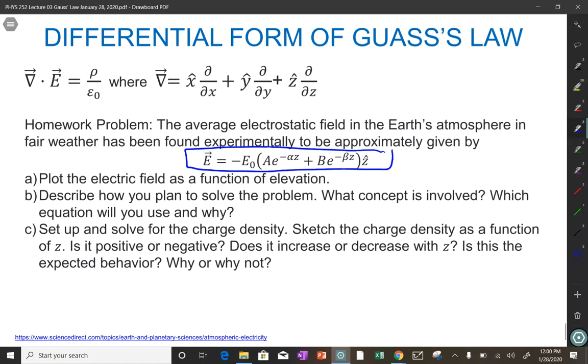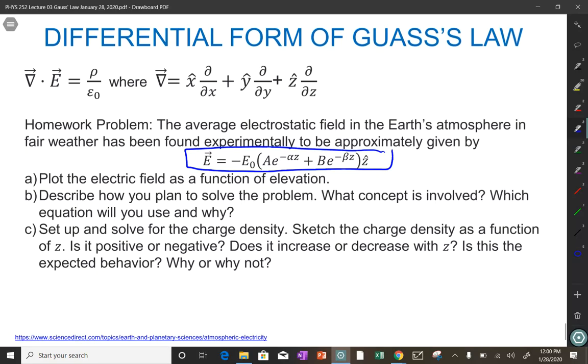What are you going to do? What's it going to look like? First of all, positive or negative? Negative. Now, what direction is Z pointing? Up and down. Okay, it's pointing out of the Earth, and so that means the electric field is pointing into the Earth.